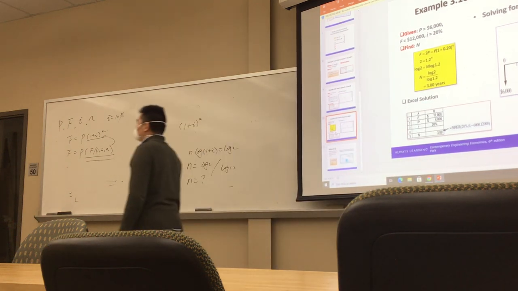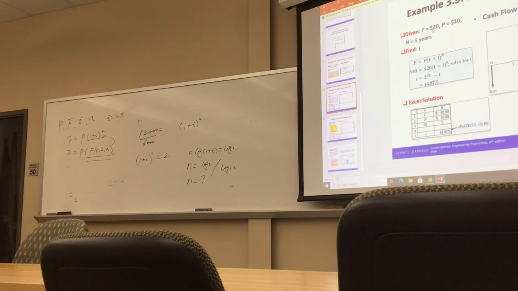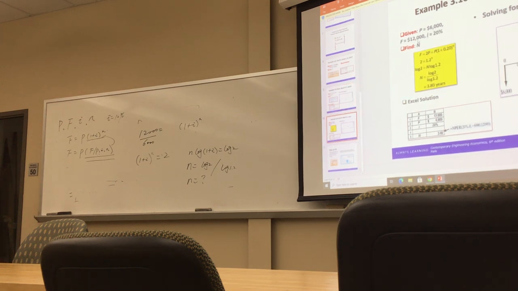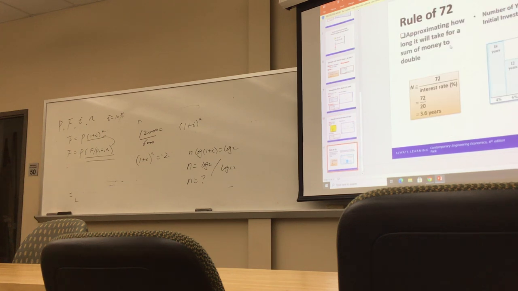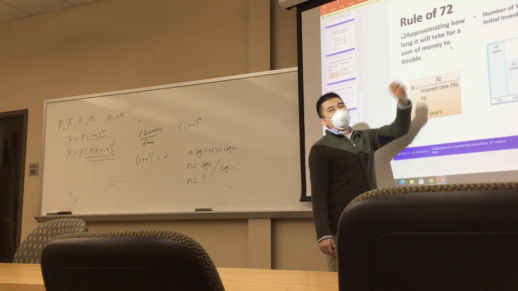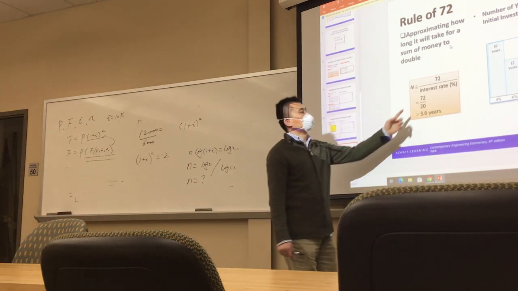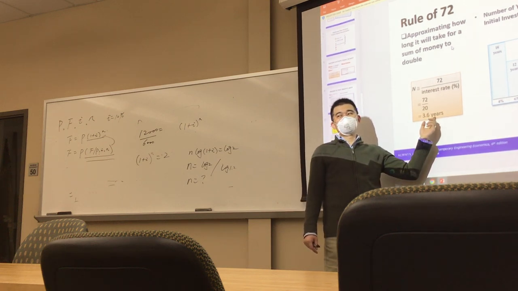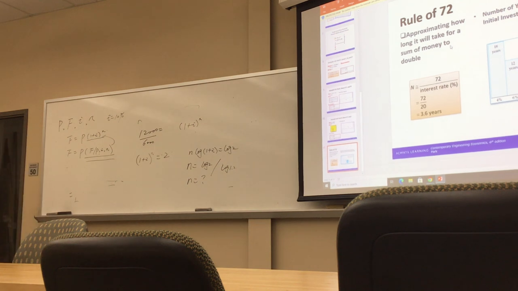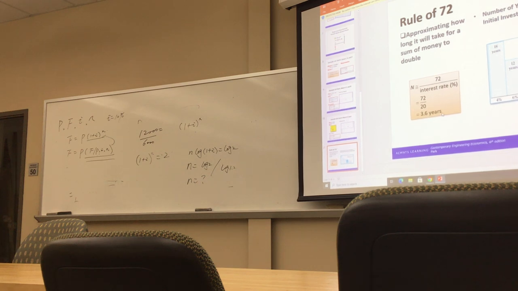So this we call a double problem. Okay. So from here, from 10 to 20, okay? And here is from 6,000 to 12,000. Actually, it is a double problem. It's called the rule of 72. How long will it take for a sum of money to double? So if you use 72 divided by the interest rate, 20, it is 3.6 years. Similar to here, okay? Here we calculate 3.8, but here we calculate 3.6 if we use 72 directly divided by the 20%.